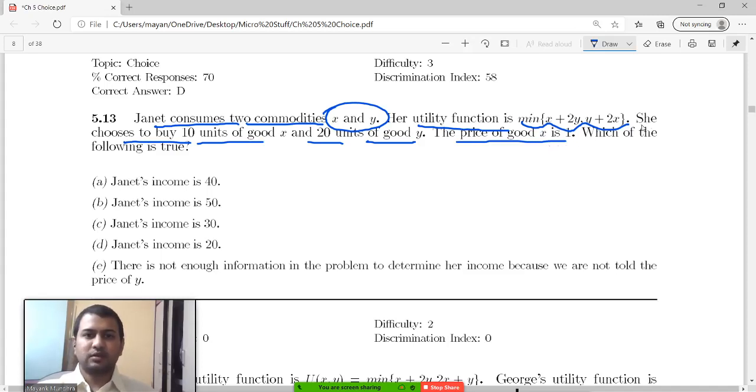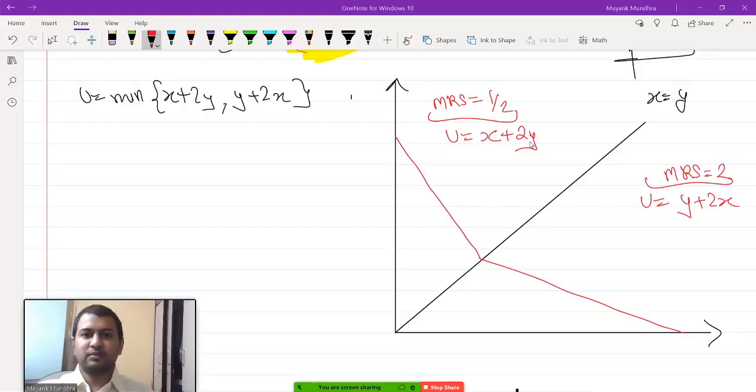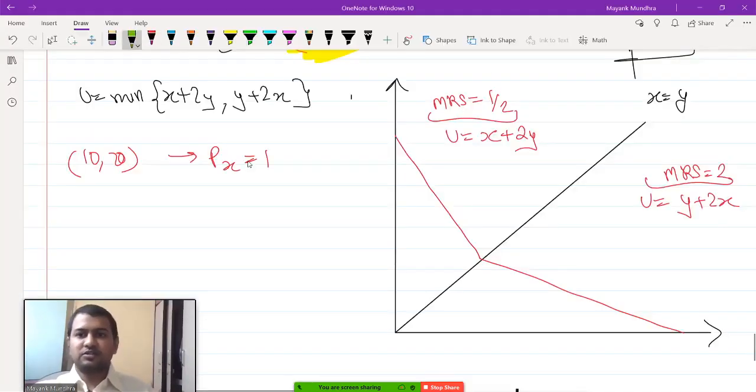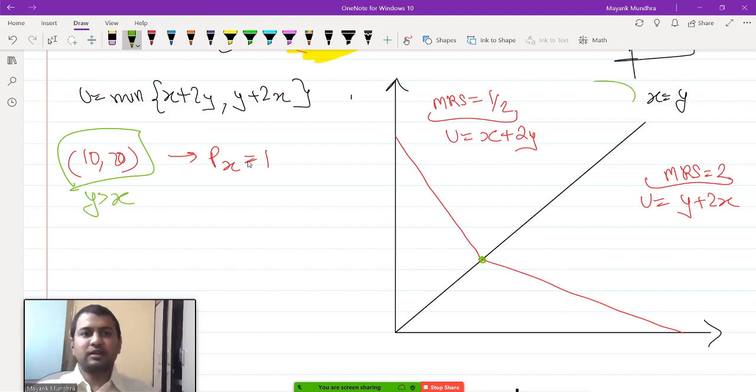So she chooses to buy 10 units of good X and 20 units of good Y when the price of good X is 1. So she chooses to buy the bundle 10 comma 20 when the price of good X is equal to 1. First of all, let us locate the point 10 comma 20. So this is basically y greater than x. All the points with y greater than x lie to the left of the x equals y line. So the point 10 comma 20 will lie somewhere here.